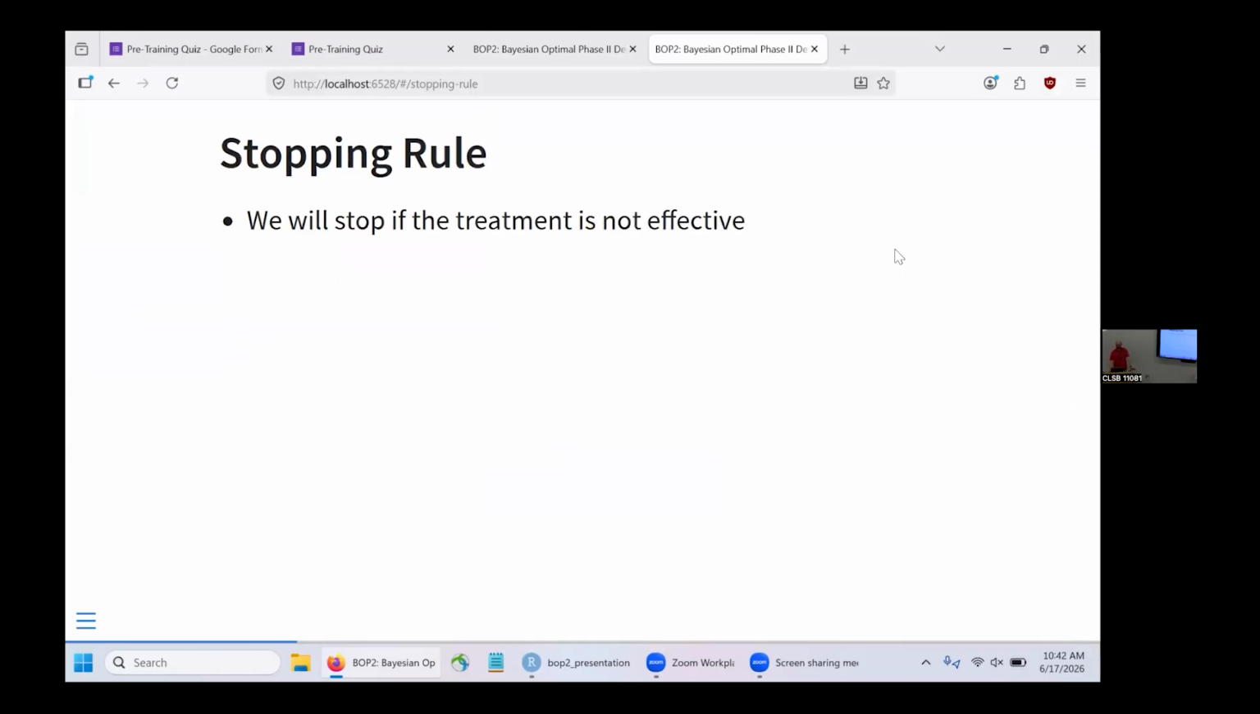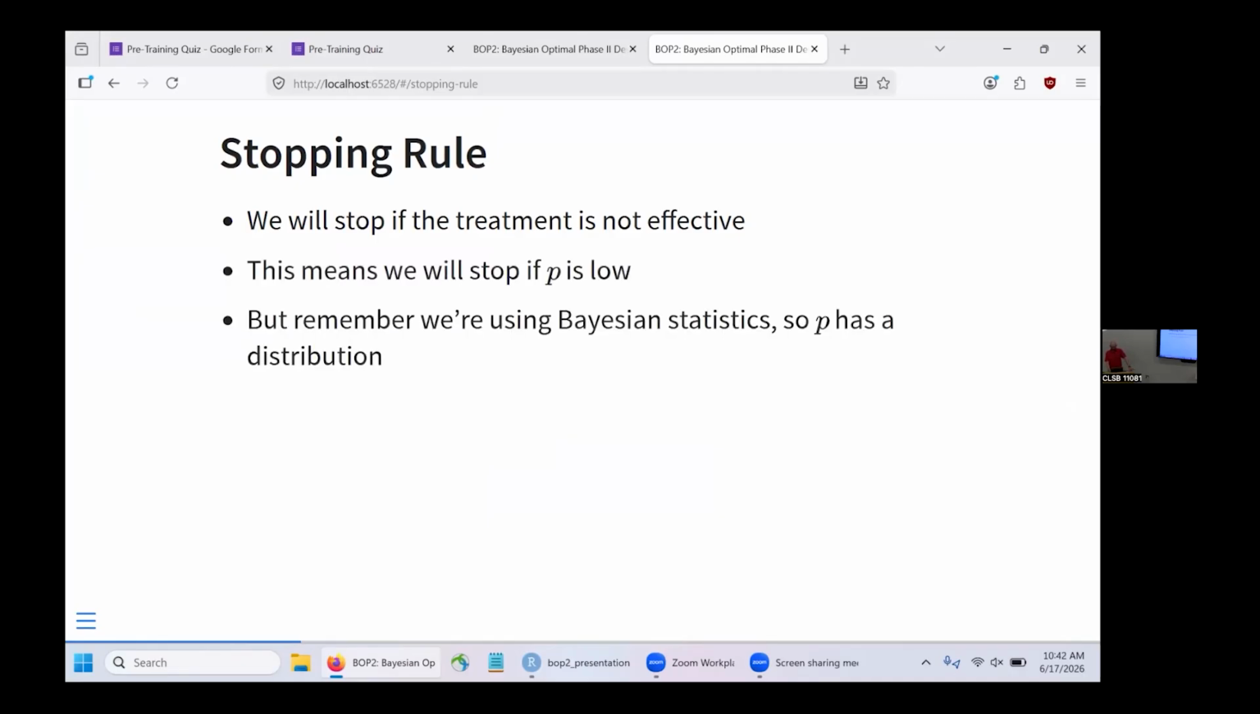All right, let's talk about the stopping rule. So, big picture, we're going to stop if the treatment is not effective. This means we're going to stop if p is low, but remember we're using Bayesian statistics, so p has a distribution. So we're going to stop if this probability is low. It's the probability that p high is low. I always find that to be confusing.